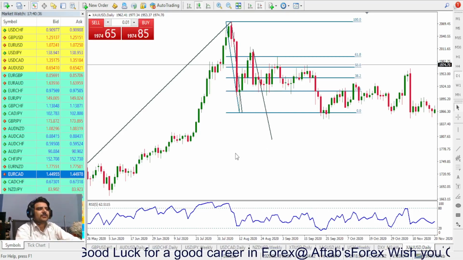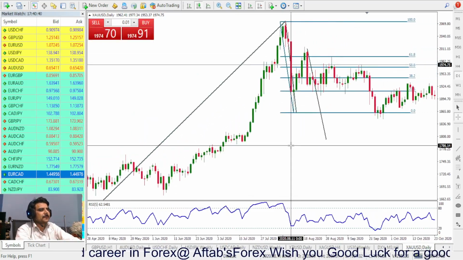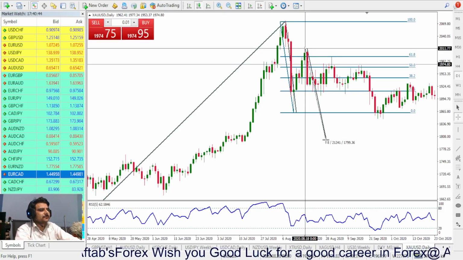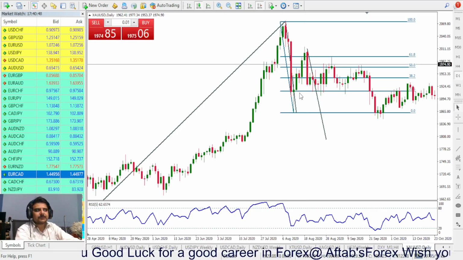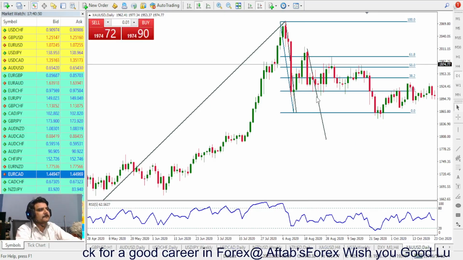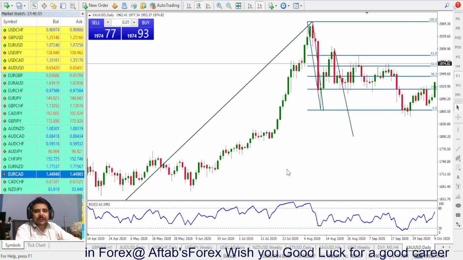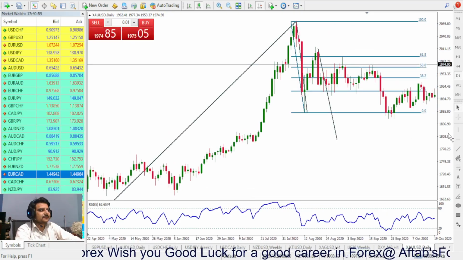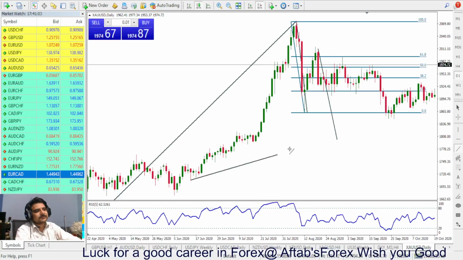The ABCD pattern got completed, but before that, sellers got this much profit, 2124 pips on this particular one. It dropped. Now here, let me tell you, is another pattern, a bigger one, I should say, a bigger one.